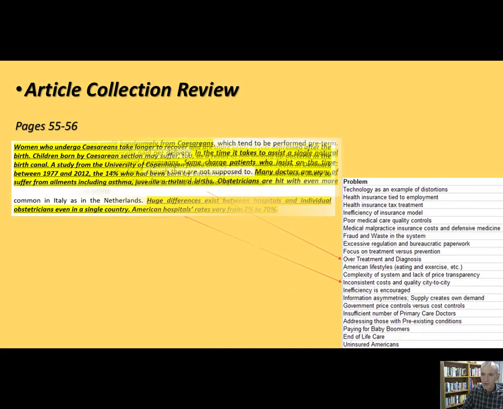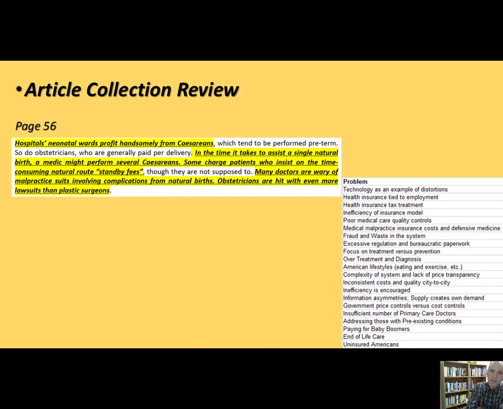So pretty incredible. Hospitals and neonatal wards profit handsomely from cesareans. In the time it takes to assist a single natural birth, a medic might perform several cesareans. That's a good quote to think about the incentive of overdiagnosis. Some charge patients who insist on the time-consuming natural birth with a standby fee. Many doctors are wary of malpractice suits. We'll talk about malpractice, so that's another issue: if doctors are worried about being sued, they order things that really shouldn't be ordered. That can be part of the problem. Obstetricians are hit with even more lawsuits than plastic surgeons. So there you're seeing a few things there.